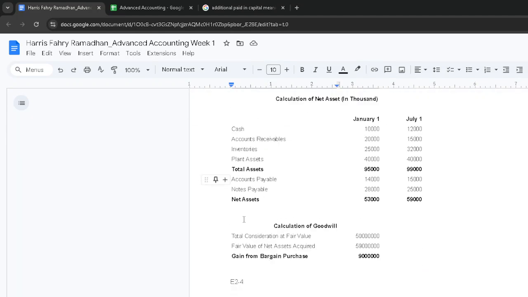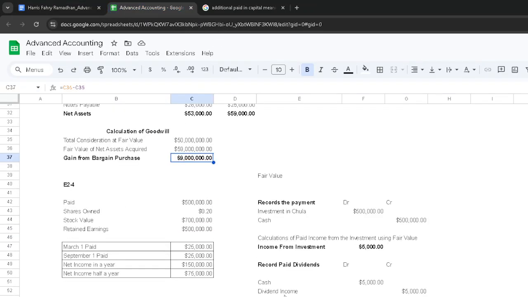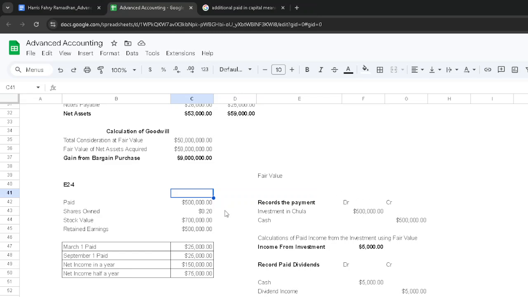Okay, we're gonna move on to the third question, and in this question we have already moved to the second chapter. So in this question, Sultan Corporation pays a certain amount, and they get 20% interest in a company named Chula, and so on and so forth. And the requirement here is to calculate the income from investment if they use the fair value and if they use the equity method. Now, I have calculated this as well.